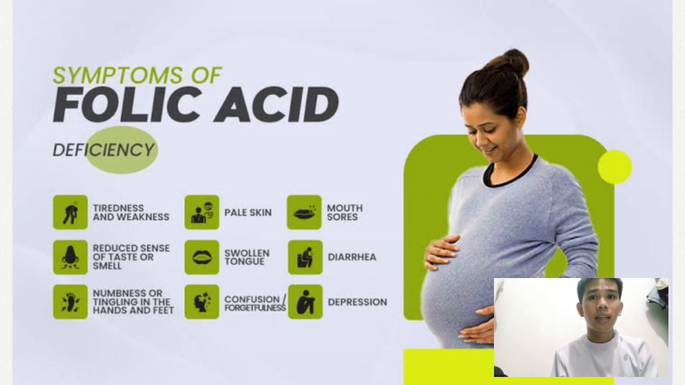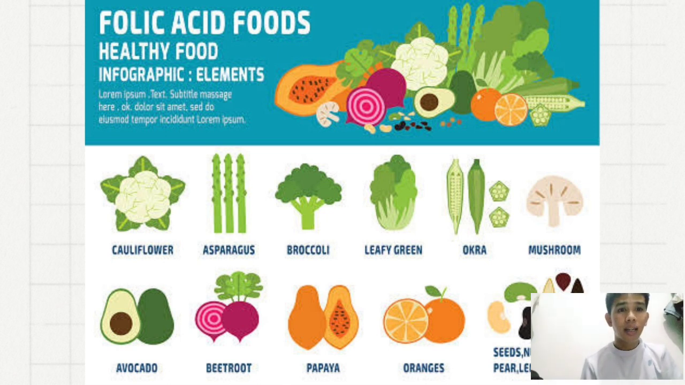Second is reduced sense of taste or smell, numbness or tingling in hands and feet, pale skin, swollen tongue, confusion or forgetfulness, mouth sores, diarrhea, and depression. So these are some foods that can help you to prevent folic acid anemia. So first is cauliflower, asparagus, broccoli, leafy green, okra, mushroom, avocado, beetroot, papaya, oranges, seeds, nuts, beans, peas, lentils, and etc.